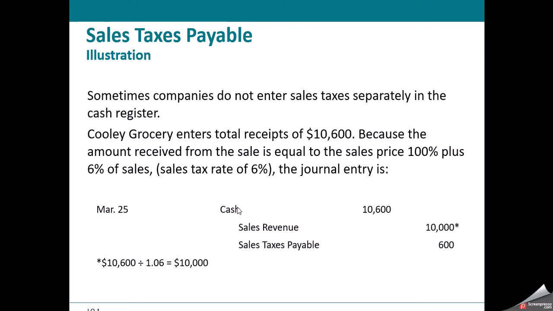So then we have the cash came in at $10,600, and then here's our split. $10,000 of it was sales revenue, and then $600 was the sales tax, and we put that into a liability called sales tax payable.